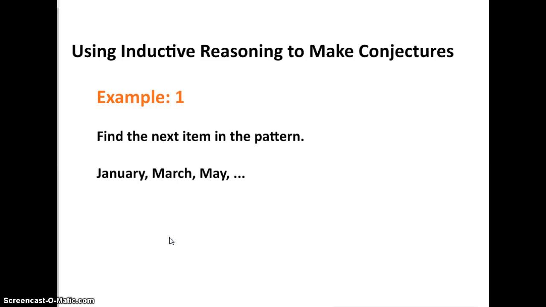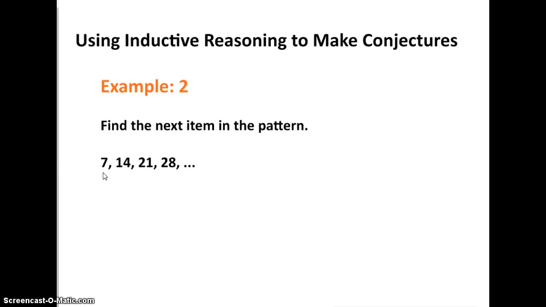So taking a look here, we have a pattern of events, January, March, and May. What I'm noticing here is that I'm skipping a month. So January, but not February, March, but not April, May, but not June, so the next answer should be July.